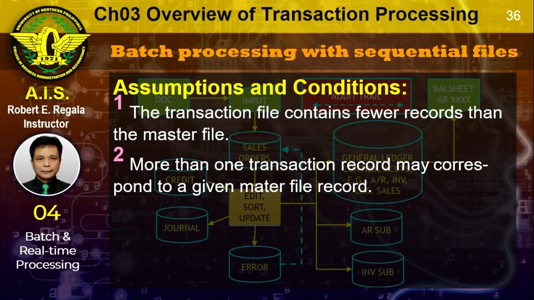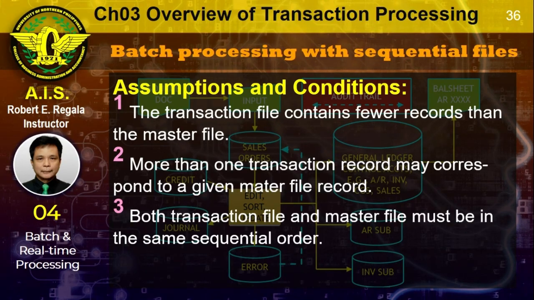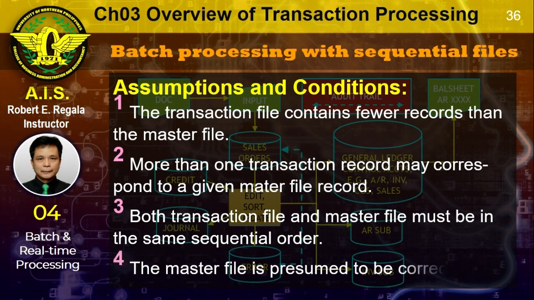Number 3, both transaction file and master file must be in the same sequential order. For purposes of our illustrative example, we will assume these to be ascending order. And number 4, the master file is presumed to be correct. Therefore, any sequencing irregularities are presumed to be errors in the transaction file, not in the master file, and will cause the update process to terminate abnormally.